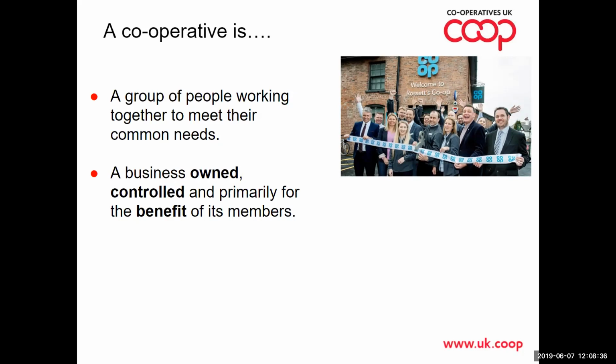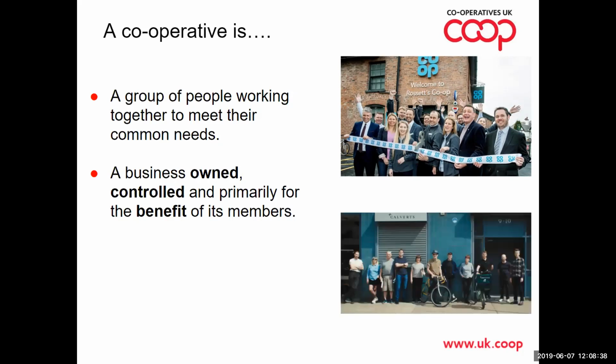But co-ops aren't just operating in retail. Another example, and I'll give many examples today, is Calvert's. Calvert's is a design and print business down in London, and that's owned by its workers. So as opposed to the cooperative group, which is owned by its customers, Calvert's is owned by its workers, and it's all about design and print.